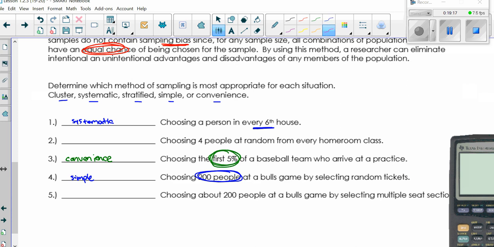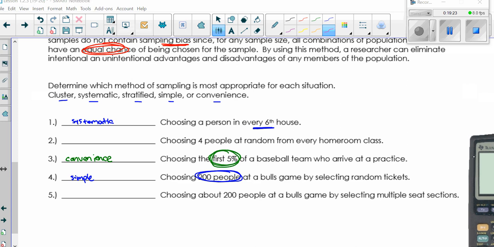Okay. Next one says choosing about 200 people at a Bulls game by selecting multiple seat selections. These two are the two, like I said up above, that usually get confused because they seem kind of similar. We have cluster and we have stratified left. So one of them's got to be a cluster and one of them's got to be stratified. Okay. Remember the difference between them. Cluster means you group and you pick the whole group. Stratified means you group and you pick people from each group.